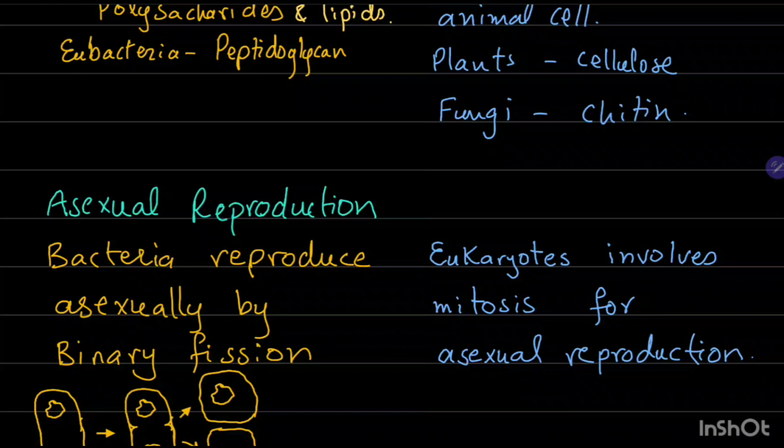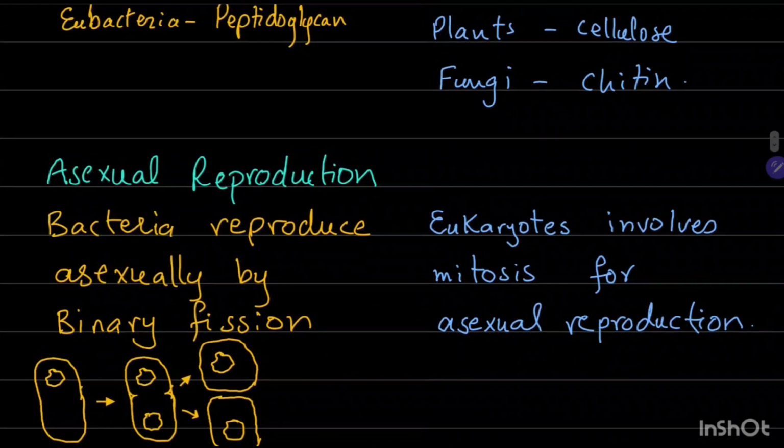Asexual reproduction. Bacteria reproduce asexually by binary fission. First, they divide their chromosome into two and then split into two cells. That is binary fission. In eukaryotes, asexual reproduction involves mitosis.